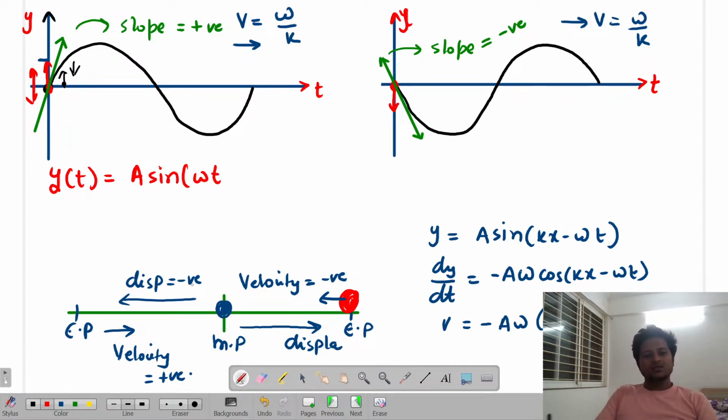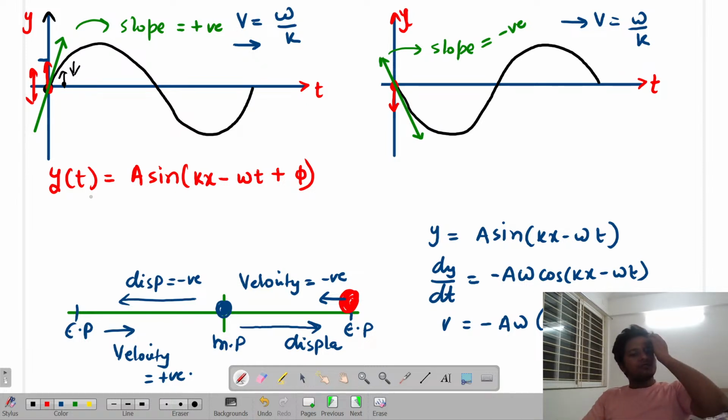omega t minus, sorry, kx minus omega t plus phi. Because I want that whenever the slope is positive, the velocity of the particle should be negative. Slope positive, but the velocity should be what? Negative, such that the particle returns back to its mean position once again. मेरी बातें समझ में आई या नहीं है बेटा?